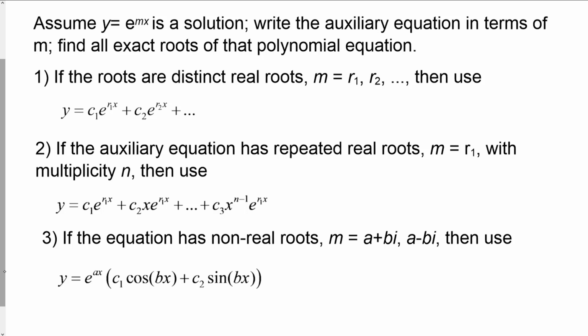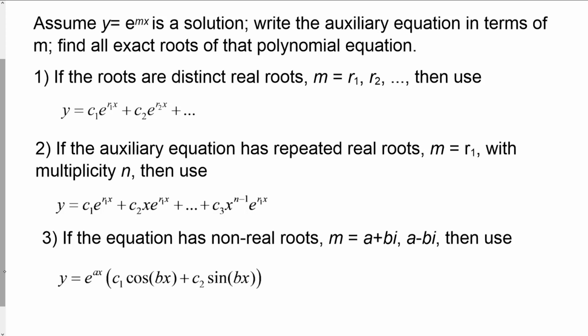r sub 2, etc., then we would simply use a linear combination of e to the r sub 1 x. So y equals c sub 1 times e to the r sub 1 x plus c sub 2 times e to the r sub 2 x, and so on, depending on how many roots you have. That requires that each of those roots be different and real.